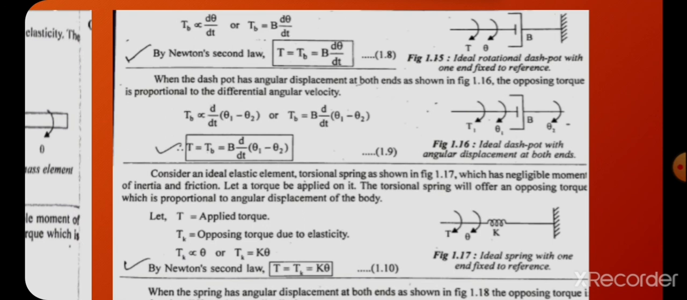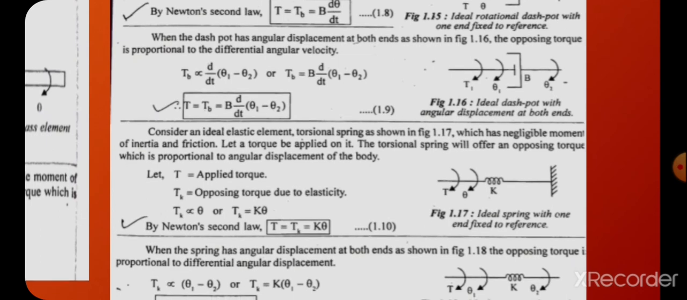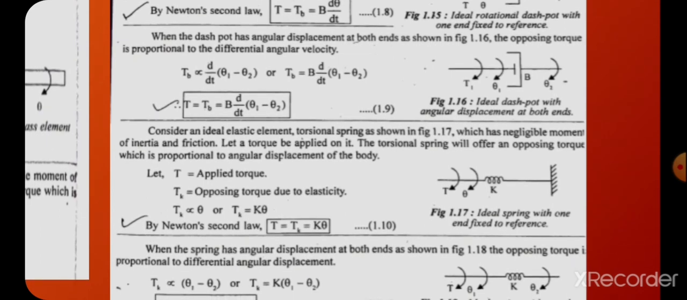And the next element is the spring. So consider an ideal elastic element, that is a torsional spring with a constant spring constant K. When we are considering that spring, we are assuming that it has negligible moment of inertia and friction.